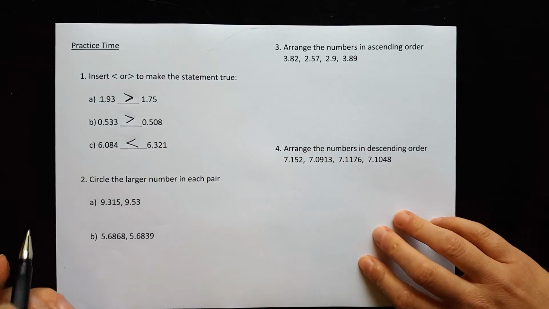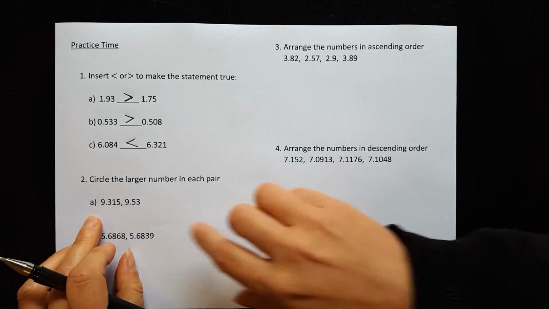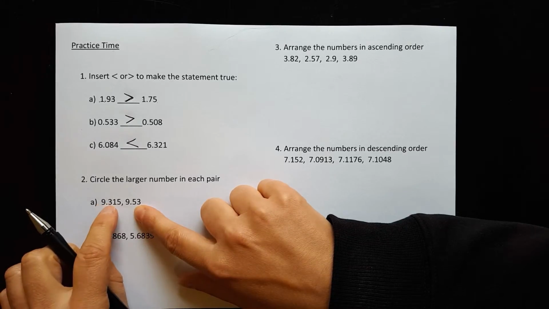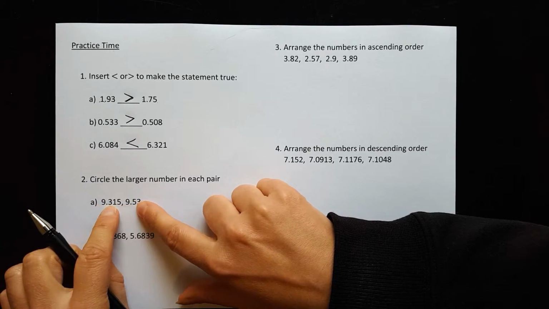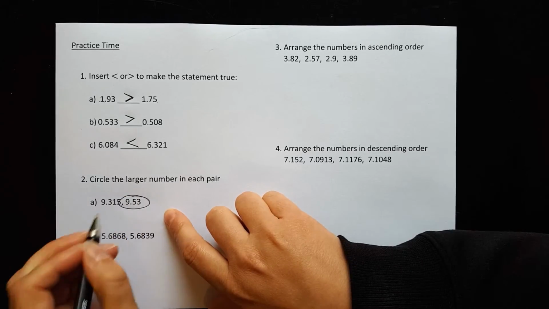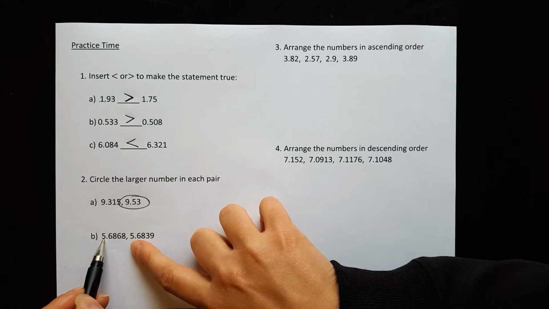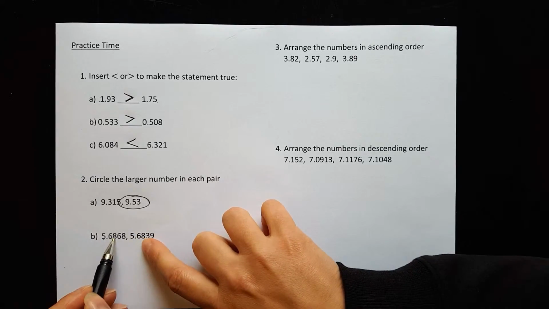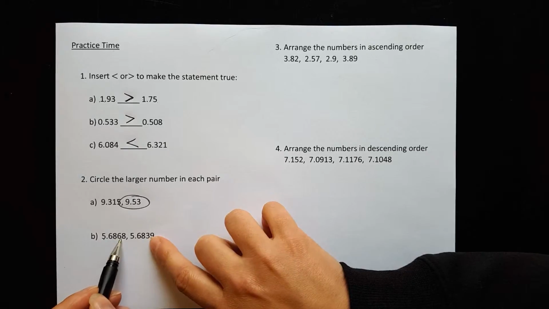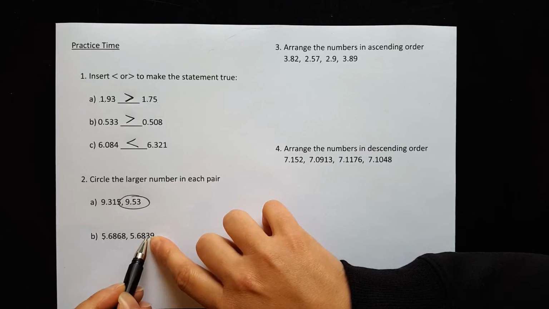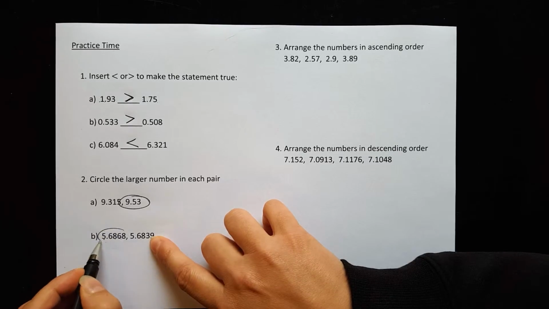For question 2, circle the larger number in each pair. They start with 9, but our tenths are different. Is 3/10 bigger or 5/10 bigger? 5 is bigger, so this number is larger. These two numbers both start with 5, then they both have a 6, then they both have an 8, but here we have the change in the thousandths position. We have 6 thousandths and 3 thousandths. 6 is bigger, so this number is smaller. Circle the bigger one.